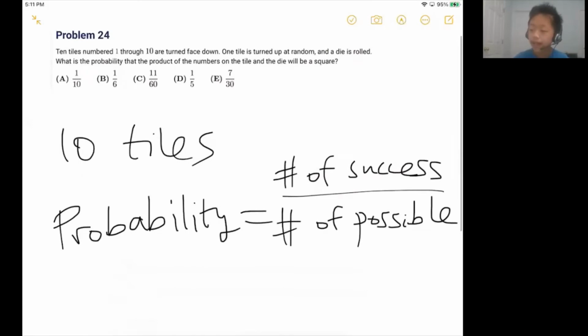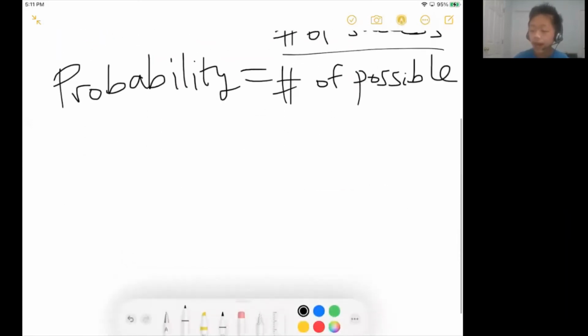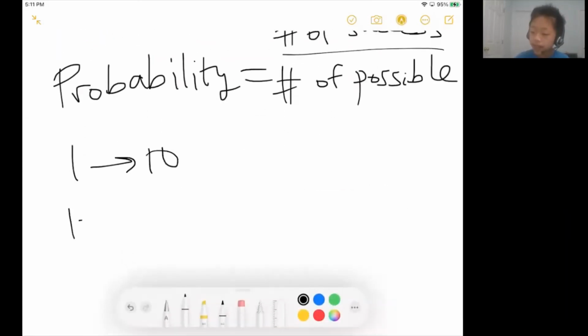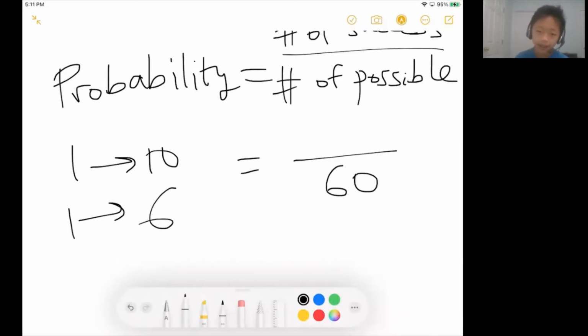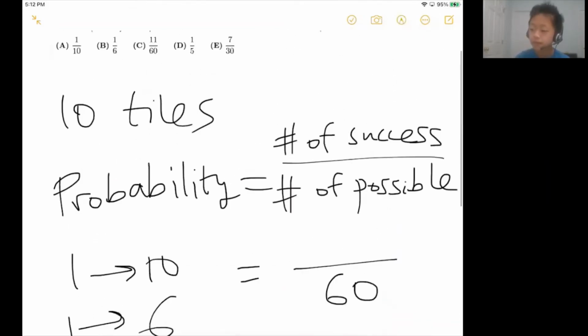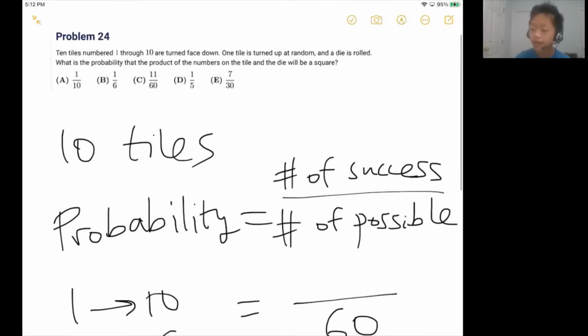Basically, we have 10 tiles numbered 1 through 10, and a die numbered 1 through 6. So clearly the number of possible outcomes is 10 times 6, which is 60, because there are 10 possible tiles and the die has 6 possibilities. To find the number of successes, we look back at the question: we want the product of the number on the tile and the number on the die to be a square number.